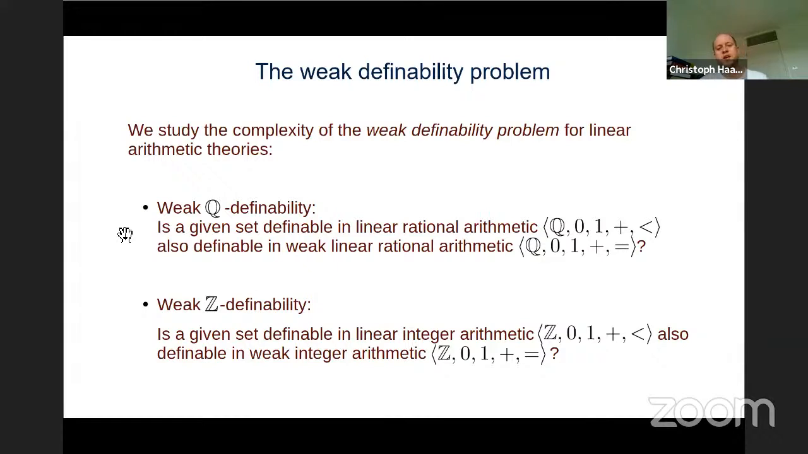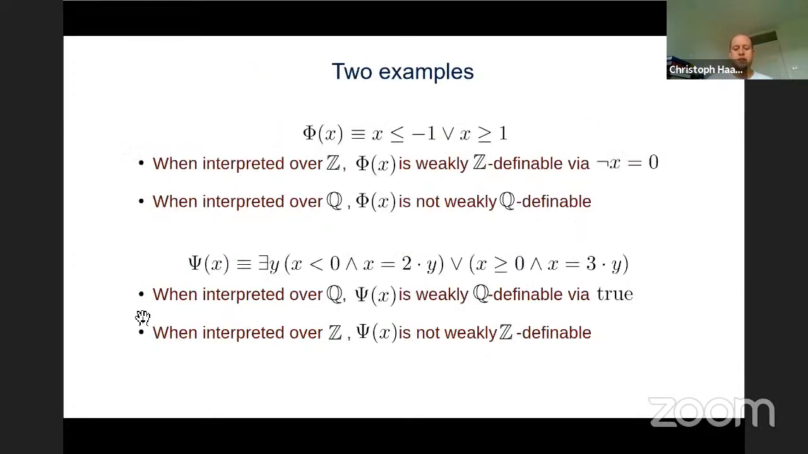Geoffroy and Fingari looked at this problem over the integers and showed that the problem is decidable, and they gave a non-elementary time algorithm for it. Now, here are two examples of this weak definability problem, just to give you an idea.